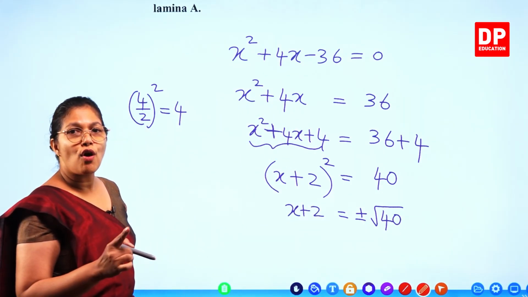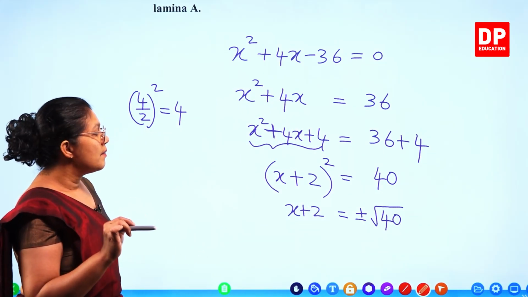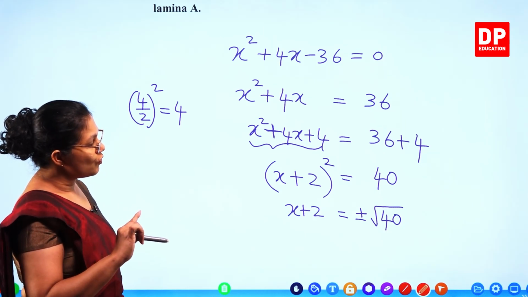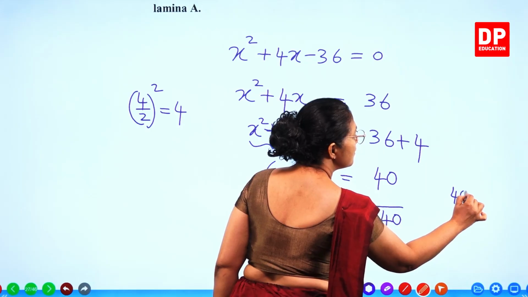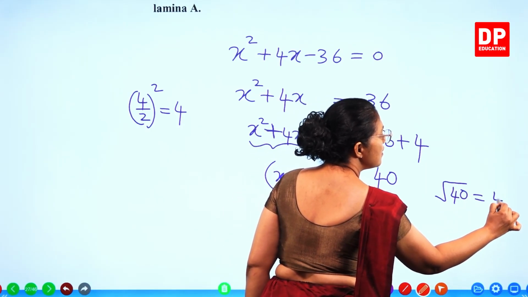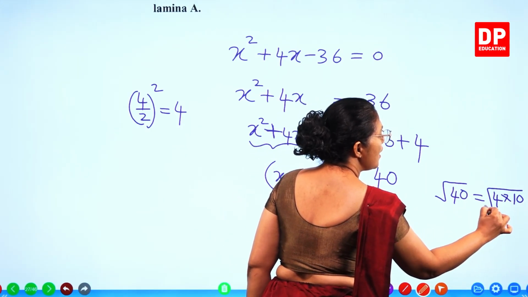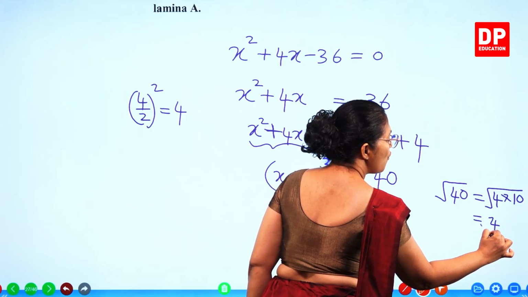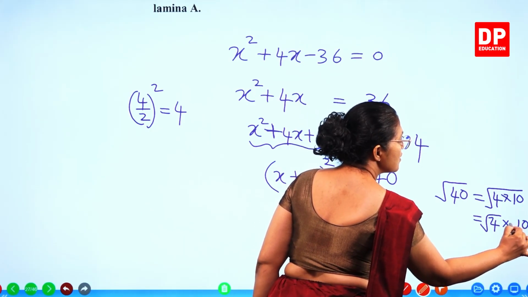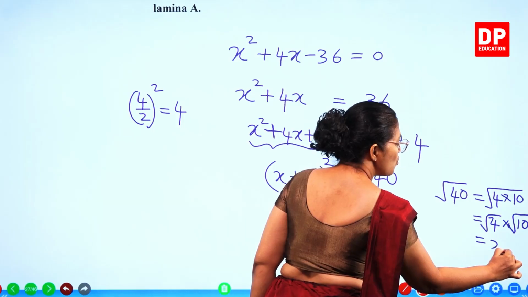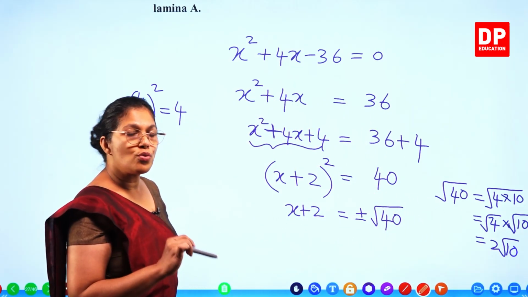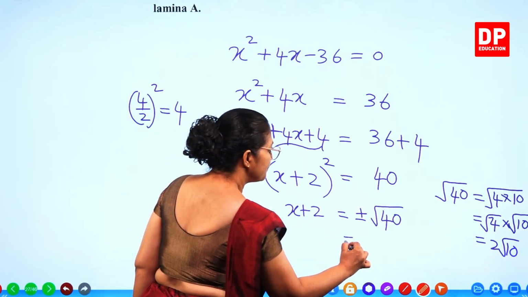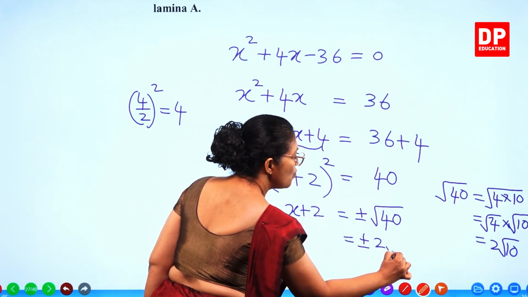How do you simplify 40? You have to write down the maximum square number. So 4 times 10, you can write as 4 times 10. And then you can write separately: square root of 4 into square root of 10. Square root of 4 is 2. So you can simplify square root 40 to 2 root 10, plus or minus 2 root 10.